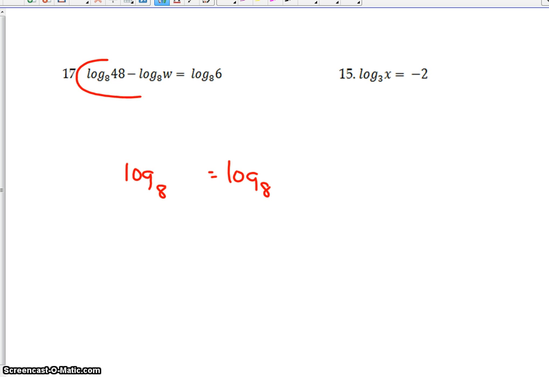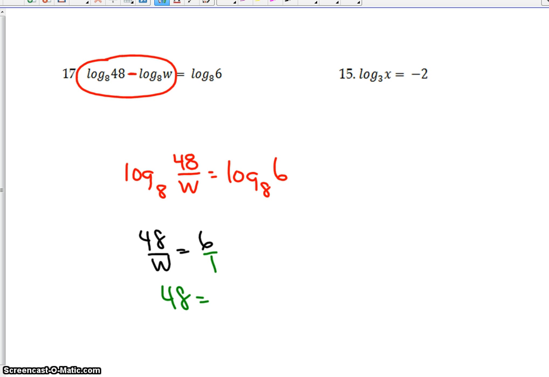So what I need to do is combine these somehow. Okay, and here's that subtraction becomes division. It's always first divided by second. Now because I have a logarithm equal to a logarithm, those expressions are the same, and I can do cross products and get my solution.